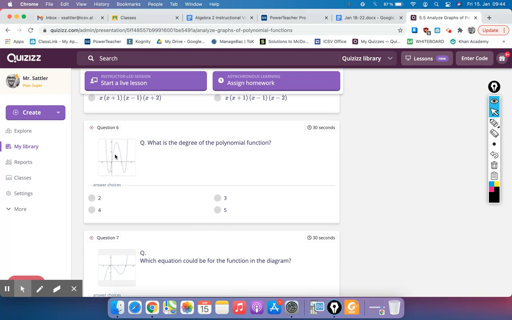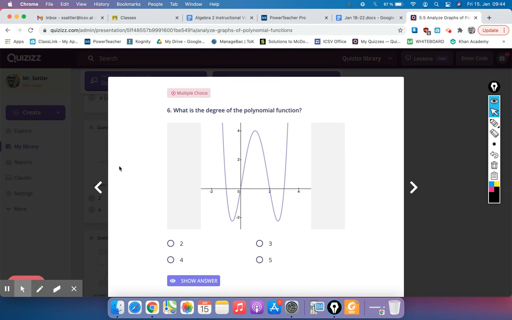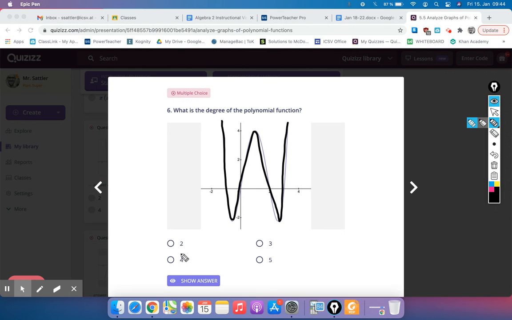What's the degree of this polynomial? So again, we're just going to trace. You can think of it in a couple of ways. Just trace, that's the first change, 1, 2, 3, 4. Or you can do the number of humps, 1, 2, 3, plus 1. Okay.